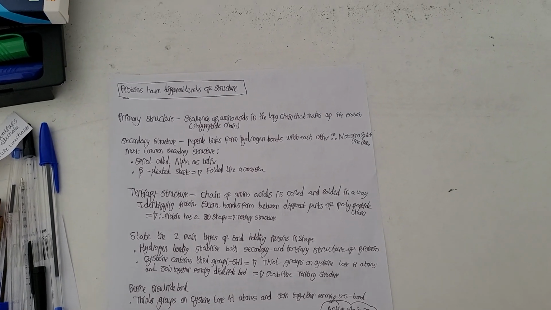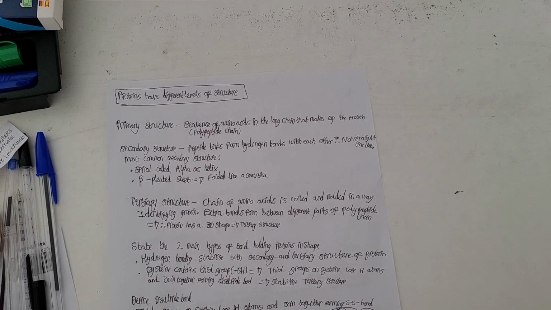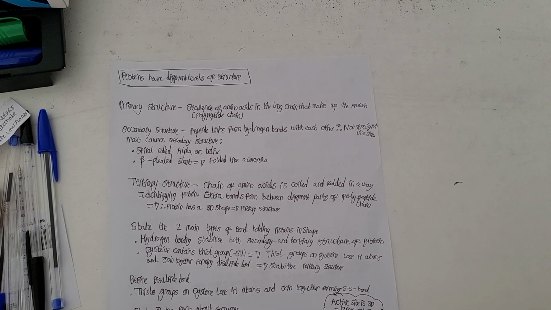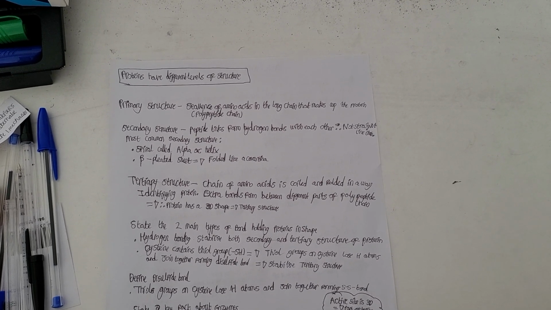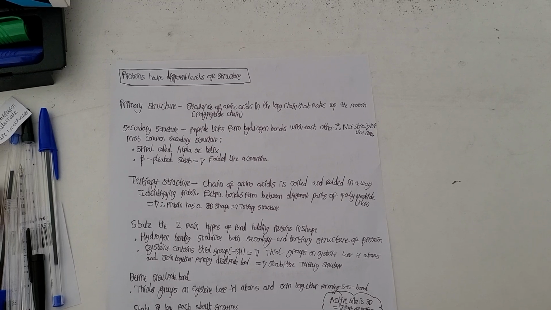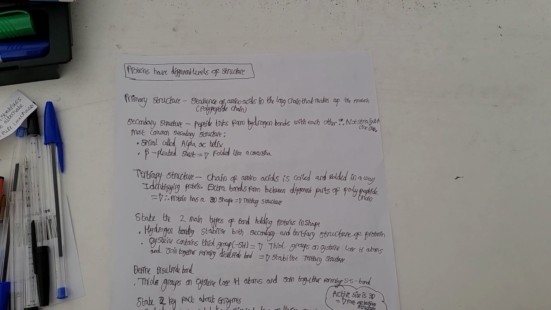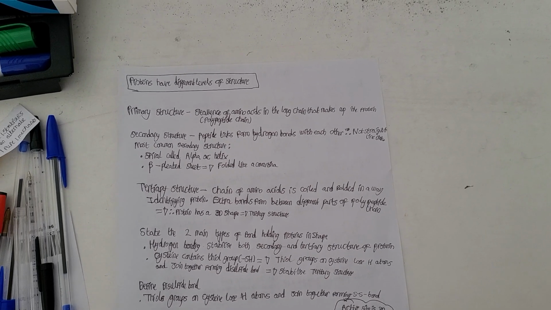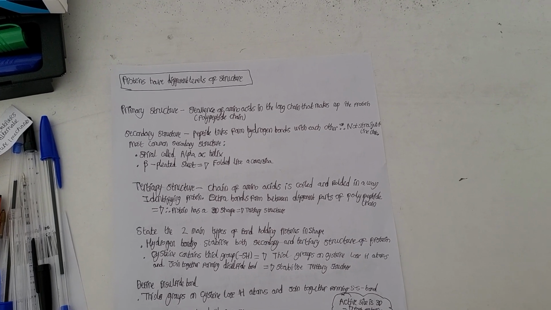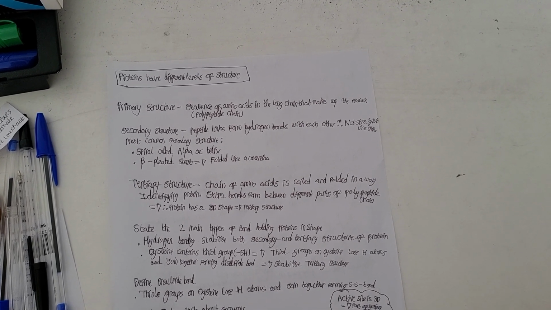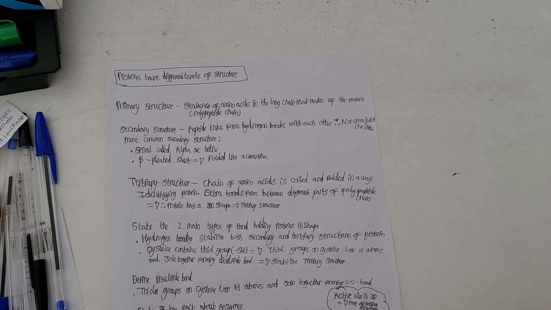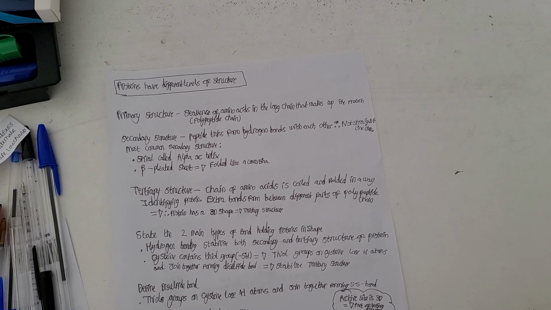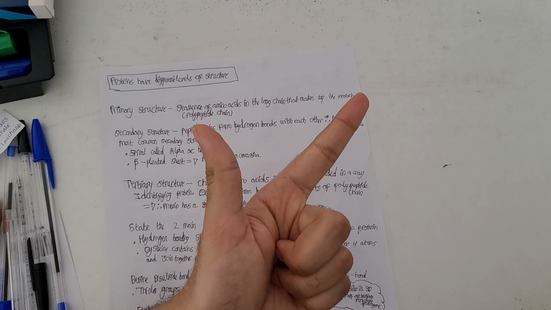Proteins have different levels of structure. The primary structure is the sequence of amino acids in the long chain that makes up the protein, the polypeptide chain. Secondary structure: peptide links form hydrogen bonds with each other. Therefore, it's not going to be a straight line chain. The most common secondary structures are the spiral, called the alpha helix, or the beta-pleated sheet, which is folded like a concertina. So: alpha helix, beta-pleated sheet.